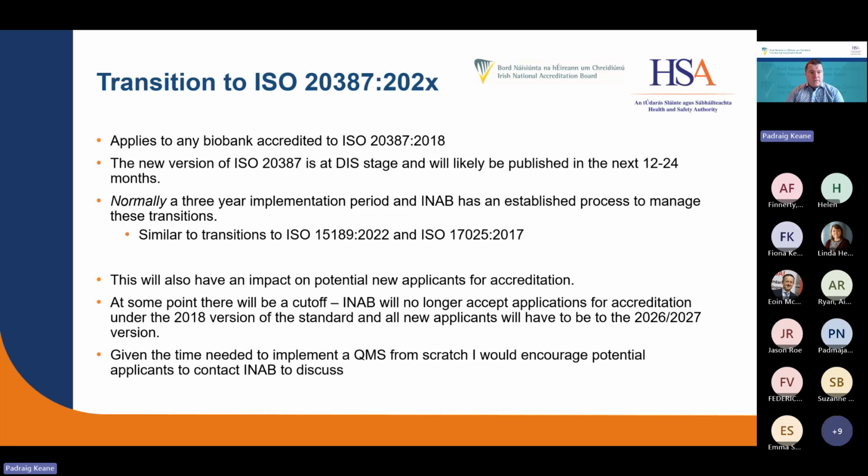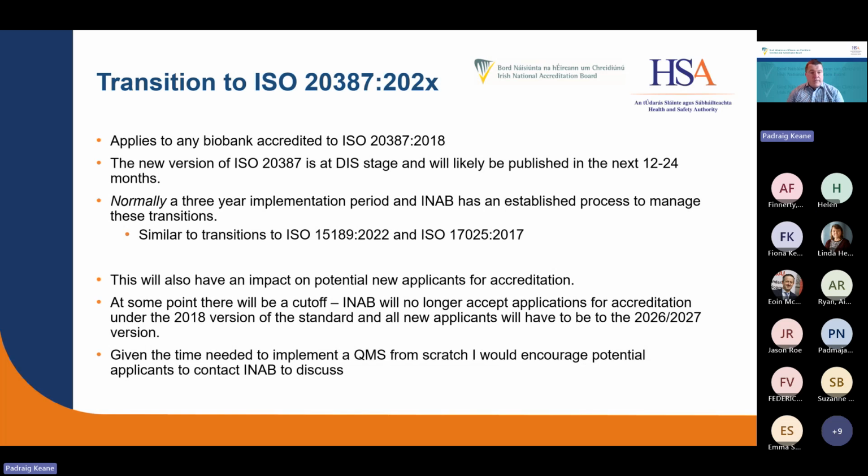For those of you on this call who are interested in applying for accreditation, there will be a point that you'll need to make a decision on whether you apply for accreditation with us to the old standard, ISO 20387-2018, or you hold off until publication of the new standard and you update your quality management system to meet the newer requirements. And once the standard has been published, INAB, as part of our transition planning, will identify the date by which you need to make that application.